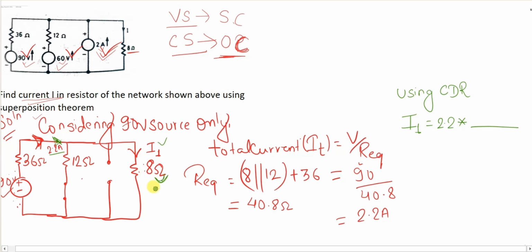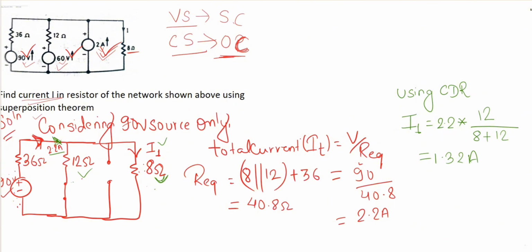So for this branch, the opposite branch will be this. That's why we will write opposite branch resistance, which is 12 for now, 12 upon sum of both branch plus 12. Okay, now you will get 1.32 ampere. Be clear while implementing the current divider.